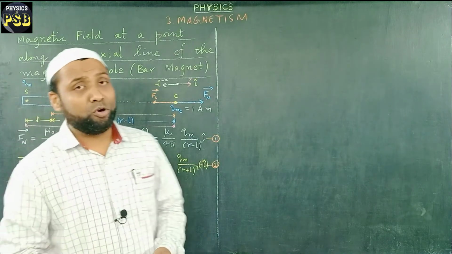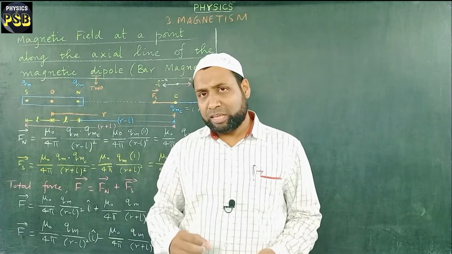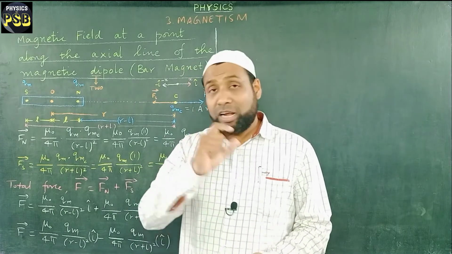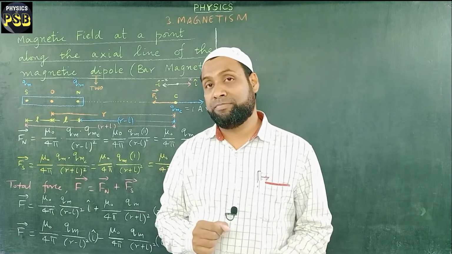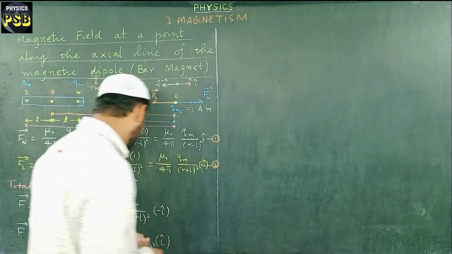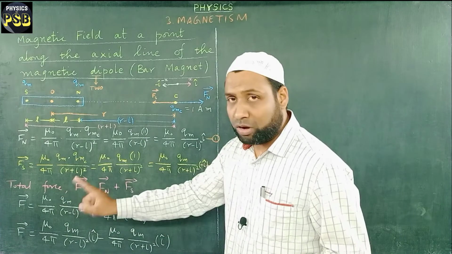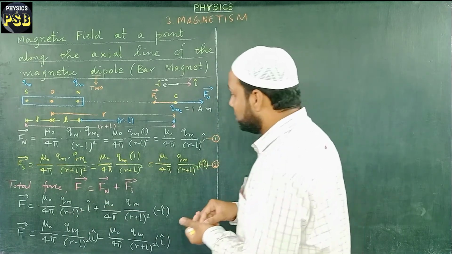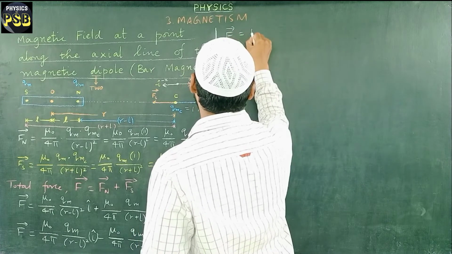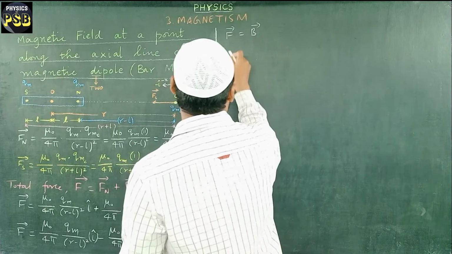Now at the beginning I told you that the force a magnet experiences when it is brought near another magnet, we call that force the magnetic field. Clear? So this total force is nothing but the magnetic field. So instead of F vector, I write this as B vector. Here F vector is nothing but B vector, the magnetic field. So in the place of F vector, I write B vector.